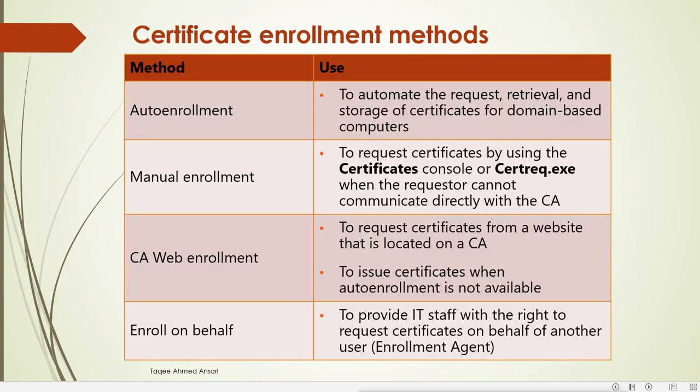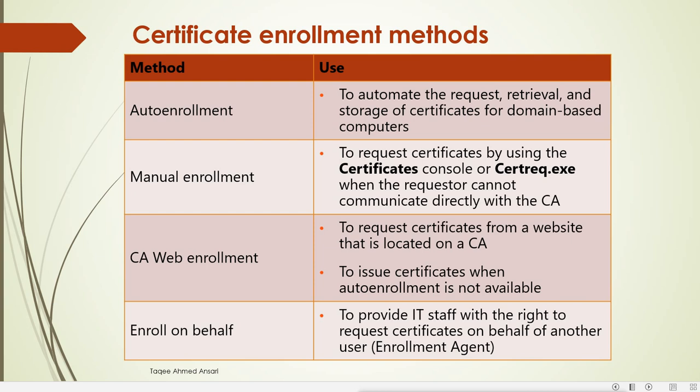First, certificate enrollment methods. What are the methods we have? First, auto enrollment, that means automating the request, retrieval and storage of certificates for domain based computers. It is automatic. It automatically retrieves the certificate, enrolls the certificate, and stores the certificate according to the different containers the computer has. Manual enrollment. In this manual enrollment, you request a certificate by using the certificate console or certreq.exe when the requester cannot communicate directly with the CA.